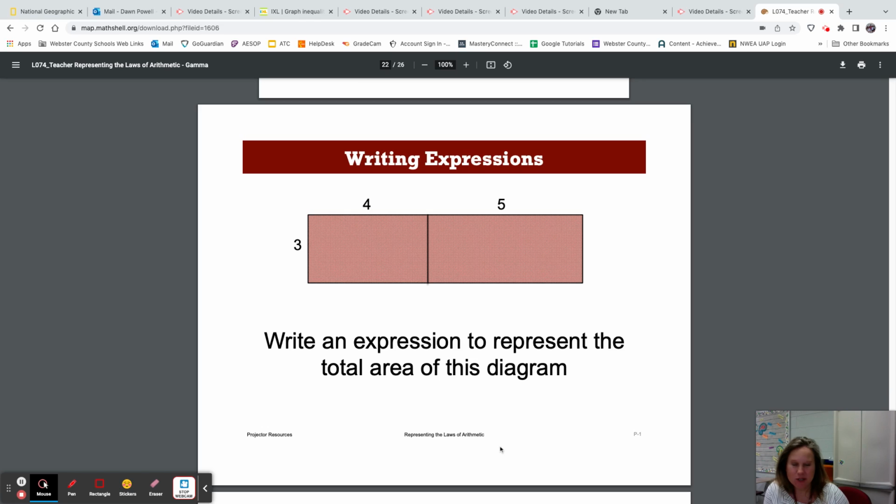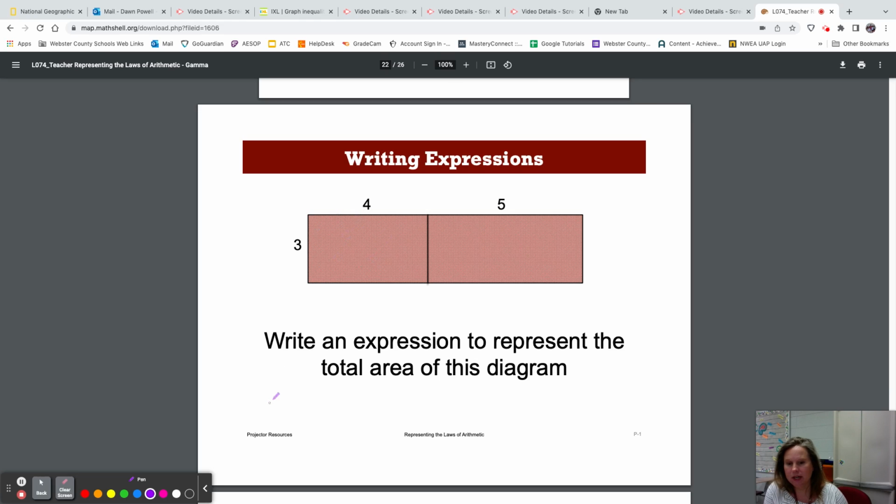But I wanted to talk to you about this MFAL of representing laws of arithmetic. So when you're looking at a picture and they're asking you to write an expression, you've got to think of the different ways you could calculate this answer. So when it says, how could you find the area of this diagram?